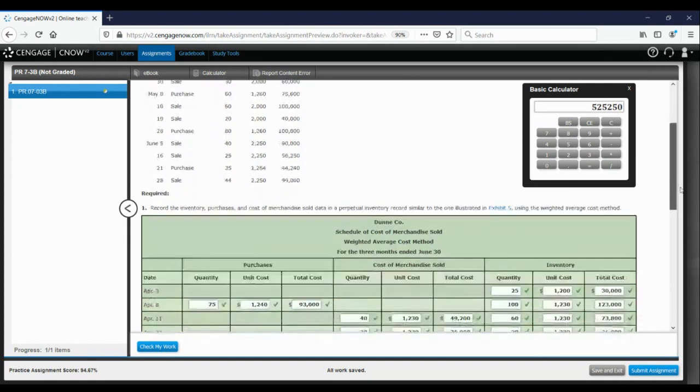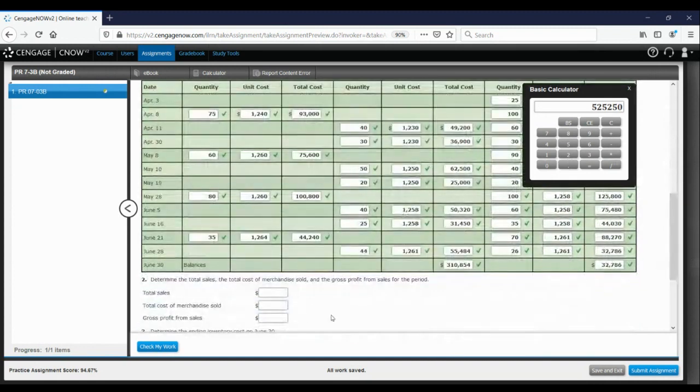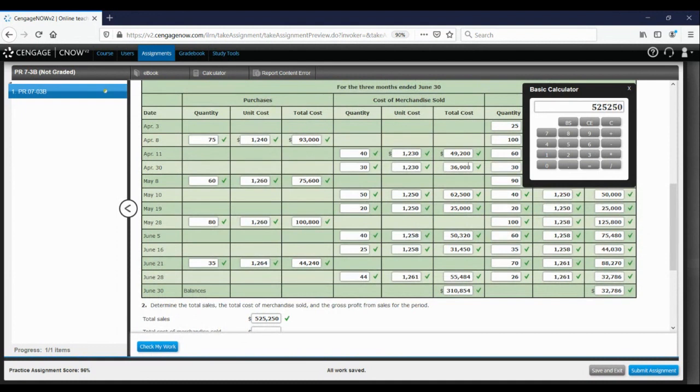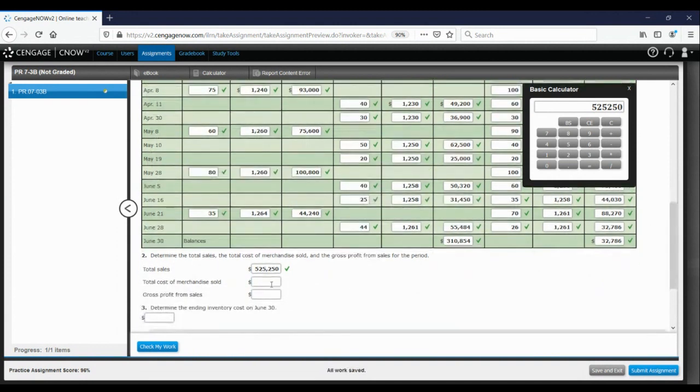This will give us a total amount of sales at 525,250. The total cost of the merchandise sold, we've already calculated. It comes from the cost card columns. For the cost of merchandise sold, the total amount is $310,854.